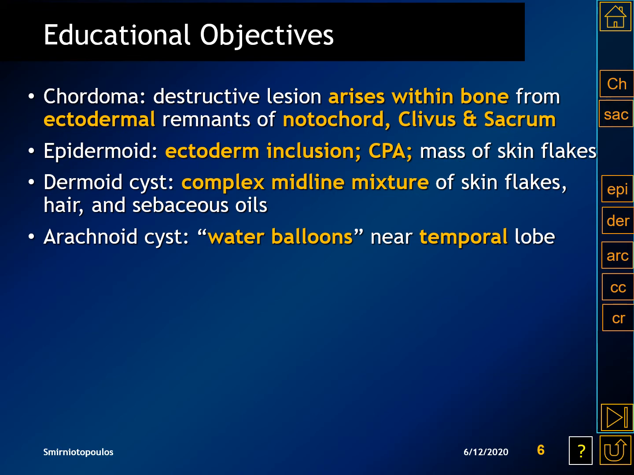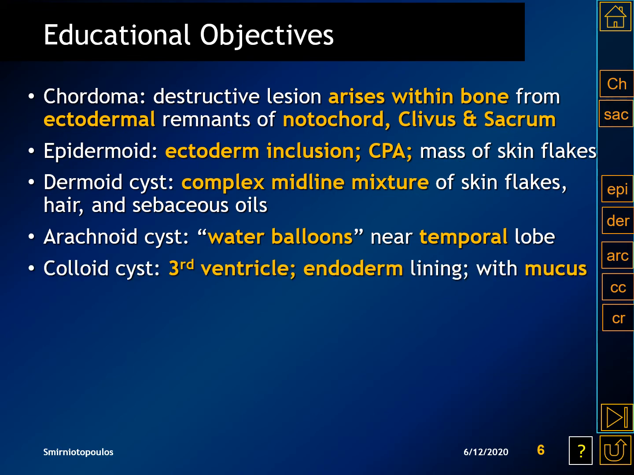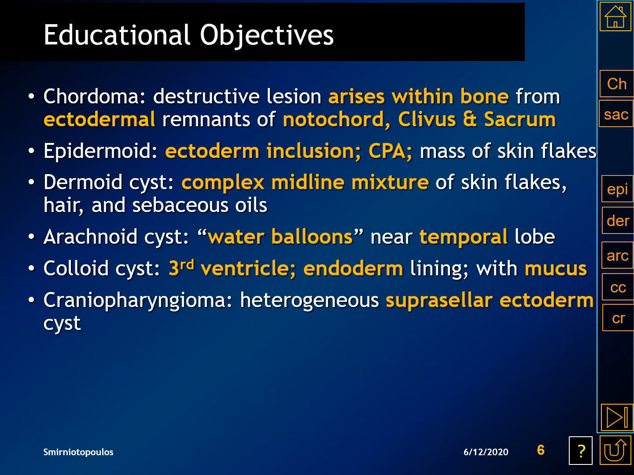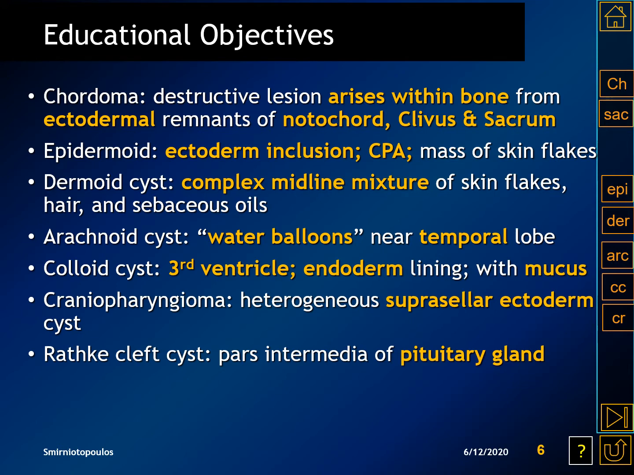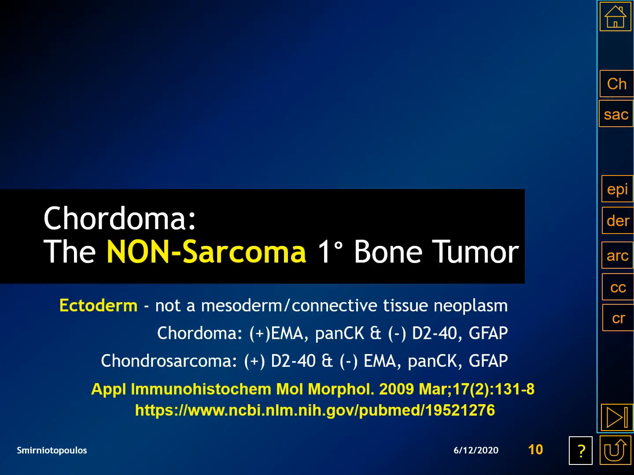Arachnoid cysts are water balloons, most commonly in the middle fossa near the temporal lobe. Colloid cysts are almost invariably in the anterior third ventricle. Their lining is like endoderm, and they produce mucus. Craniopharyngioma is a heterogeneous suprasellar ectodermal cyst. And we're not going to have time to talk about Rathke cleft cysts. So let's start with chordoma.